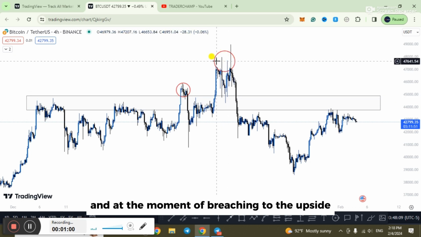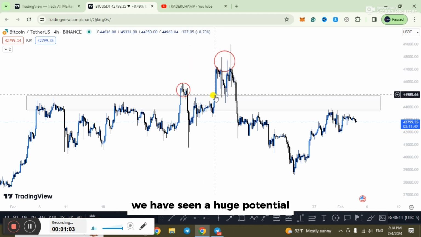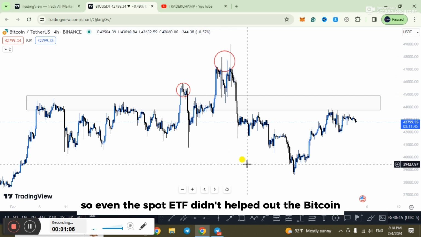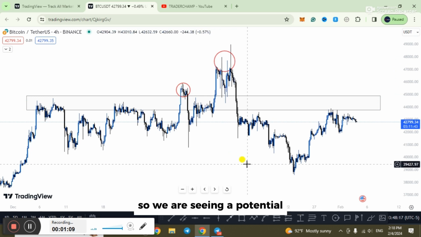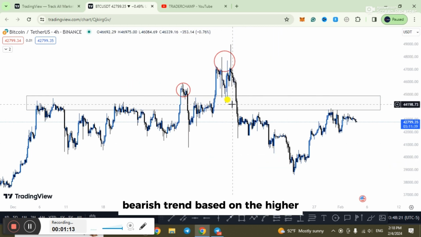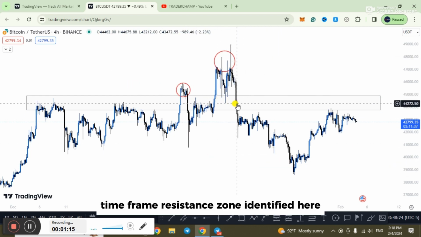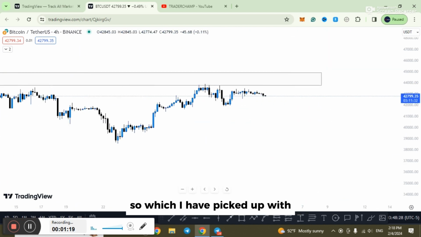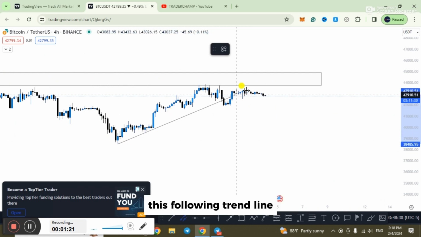At the moment of breaching to the upside, we saw a huge selling pressure identified. Even the spot ETF didn't help Bitcoin, so we are seeing a potential bearish trend based on the higher time frame resistance zone identified here. I have also spotted an interesting structure, which I have picked up with this trend line.